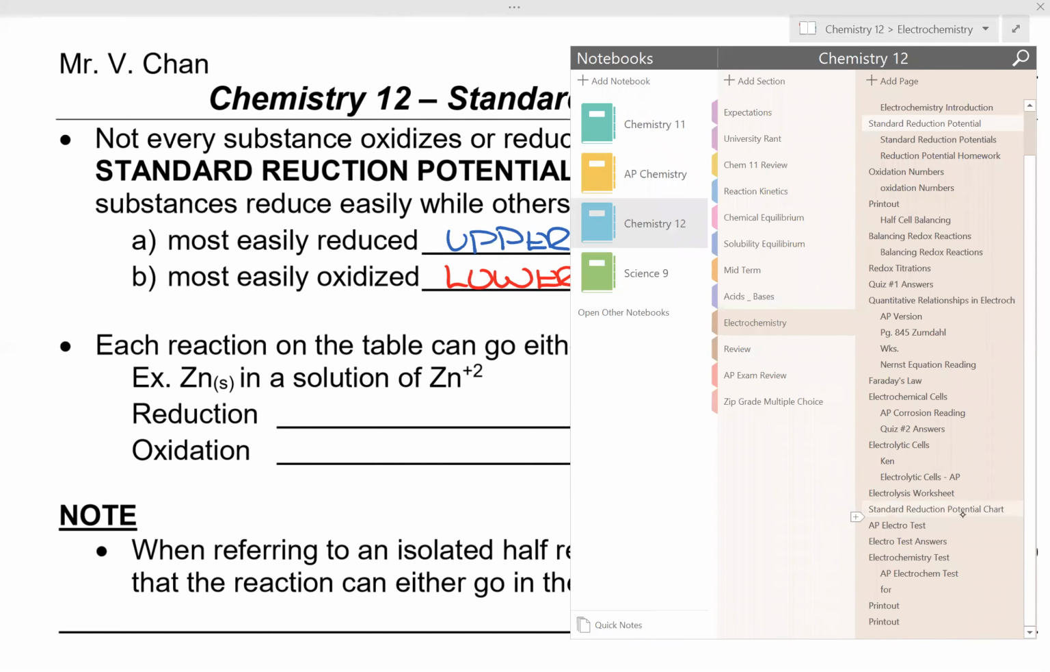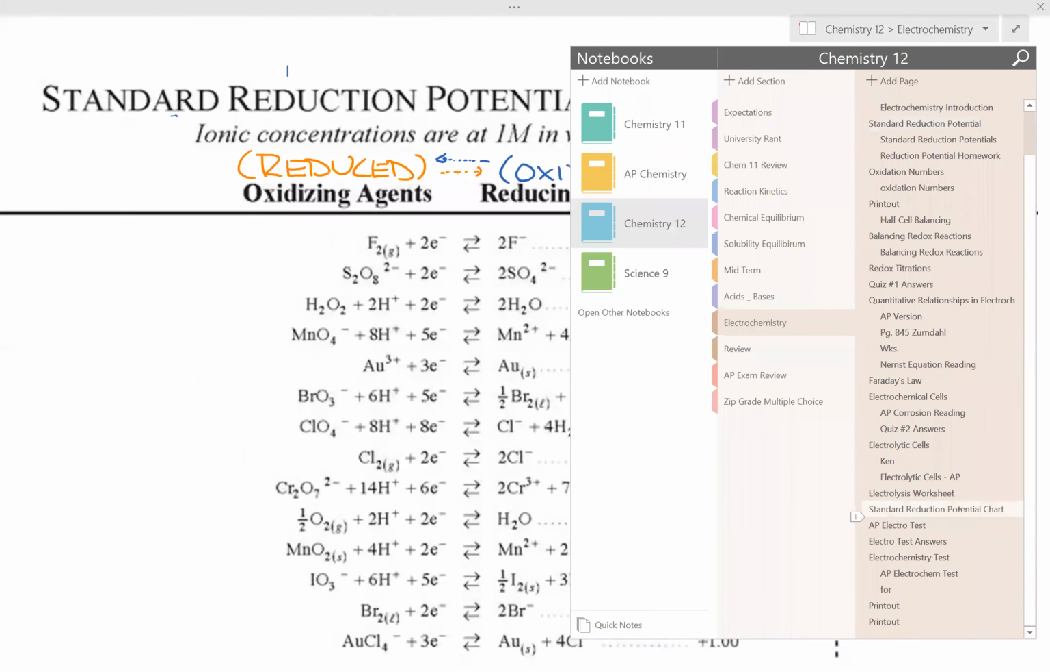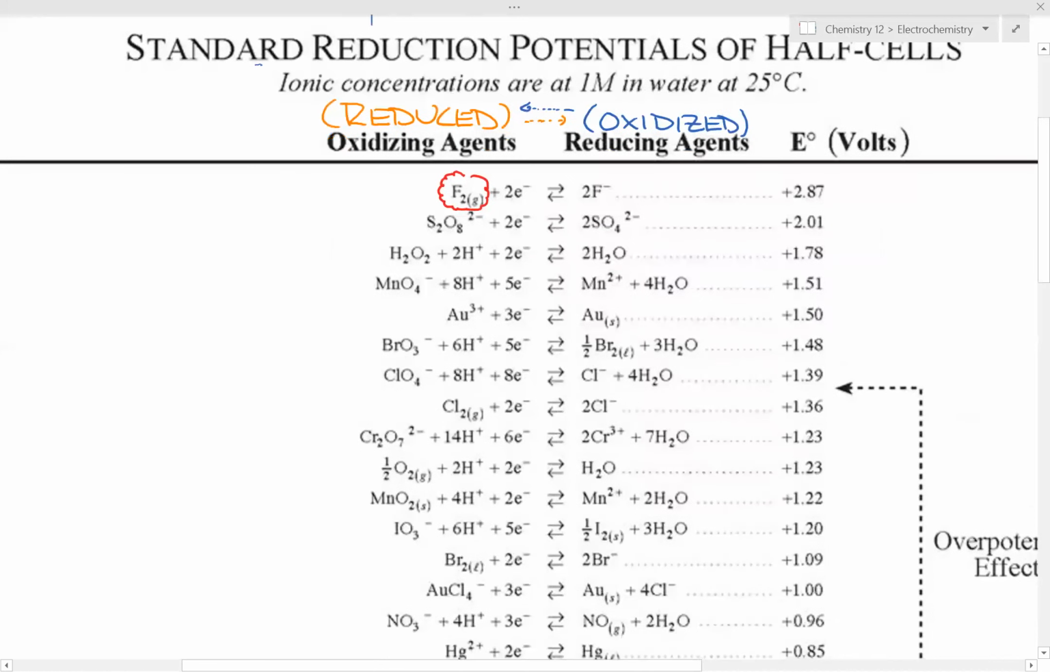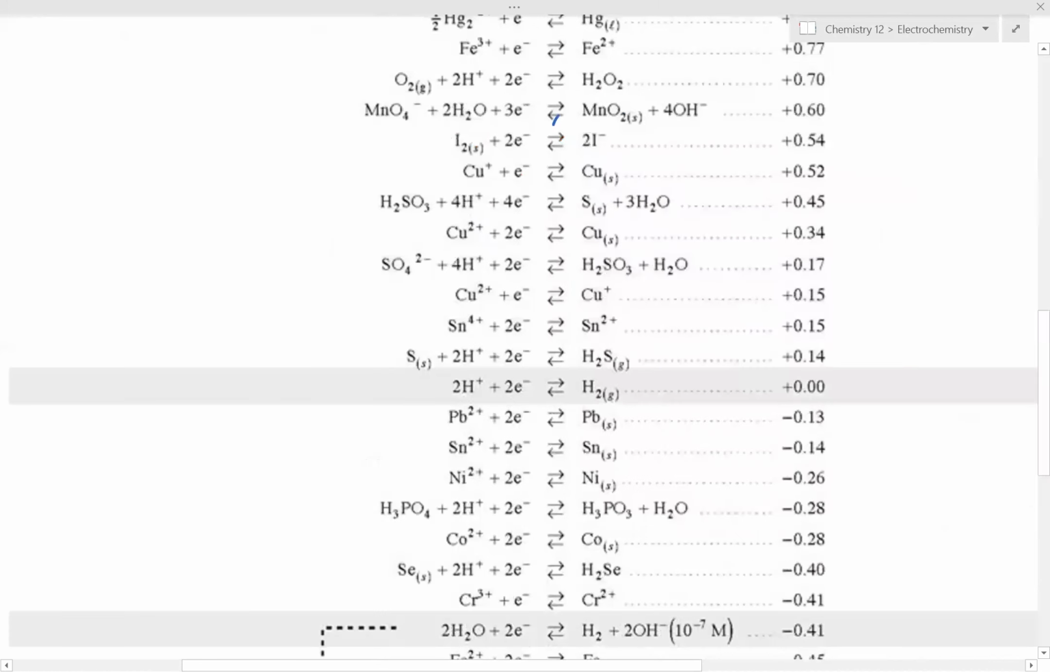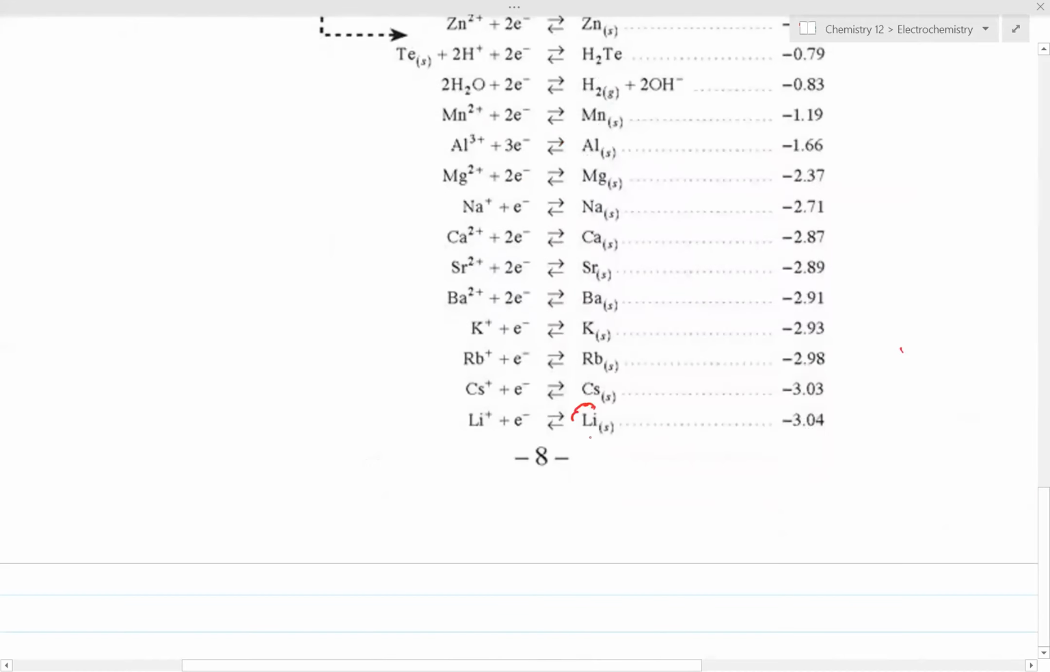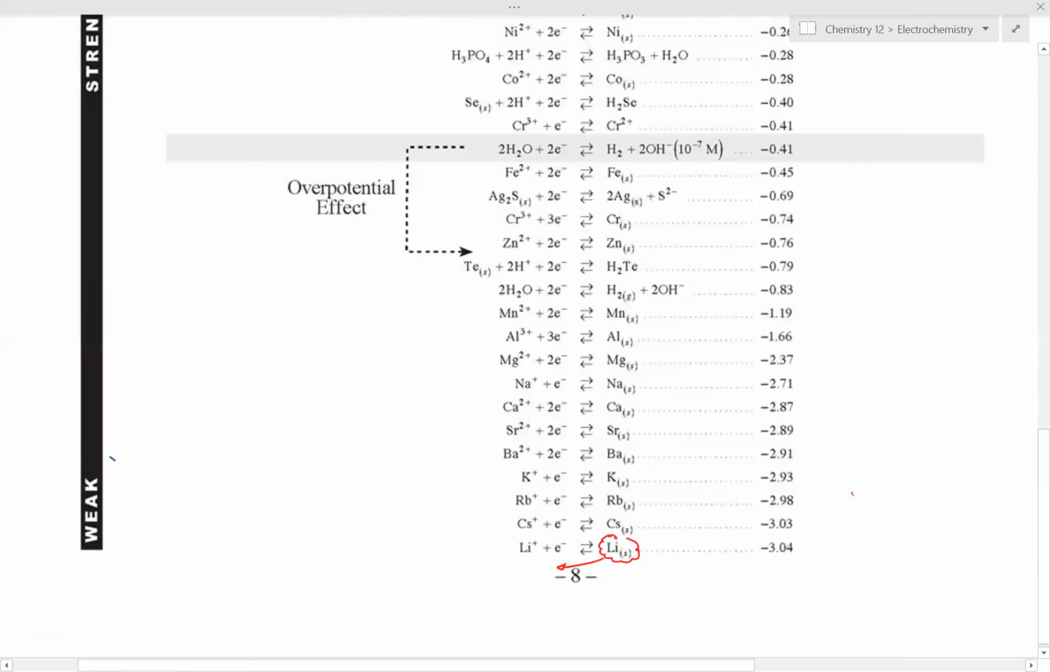When you take a look at this table, you should notice some similarities. The species on the upper left tend to undergo reduction because they gain electrons. Species on the lower right tend to undergo oxidation because when you read from right to left, they are producing electrons.